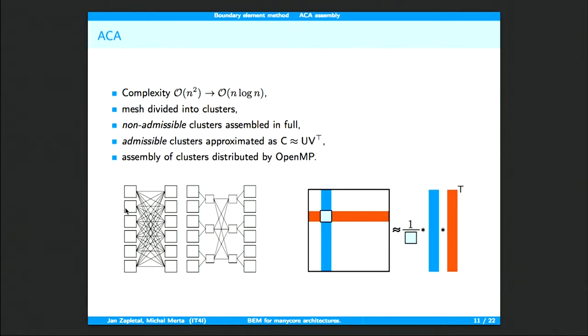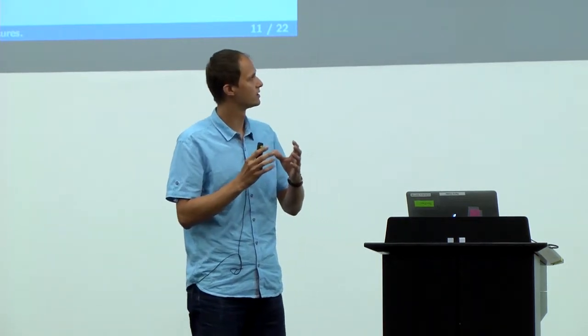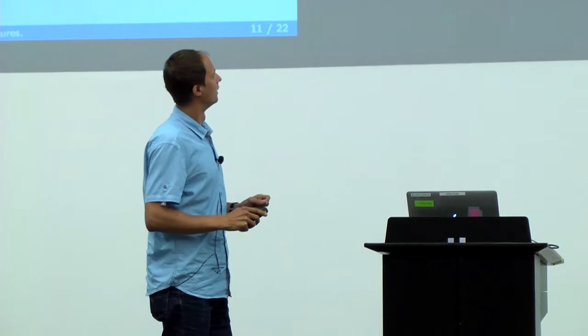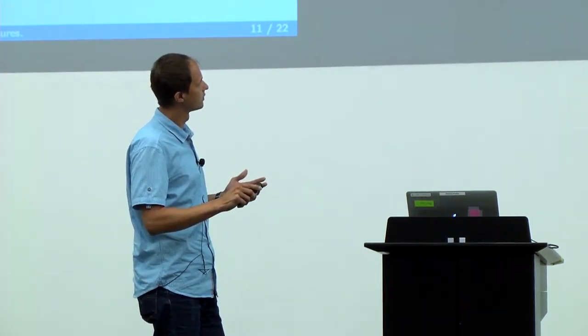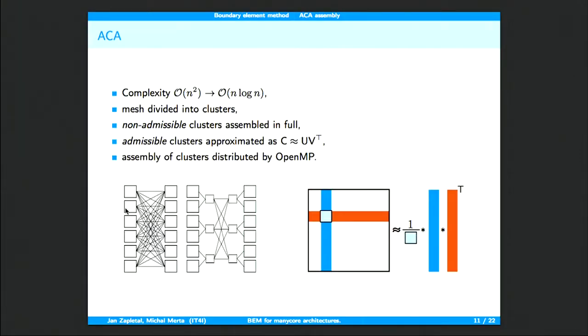Then if the clusters are close to each other, the kernel is still not very smooth, and you have to assemble this block, or this part of the matrix, in full. If they are well separated, then it is enough if you only compute a couple of rows and a couple of columns of this block, and that's it. In fact, the admissible block is then approximated by 2 matrices, which are full, dense, but now rectangular. So this product has lower rank.